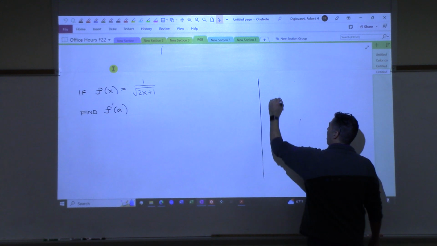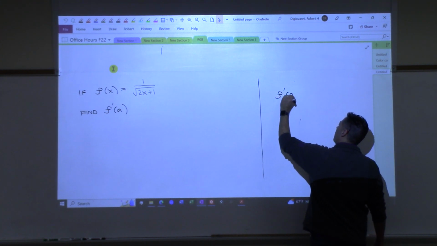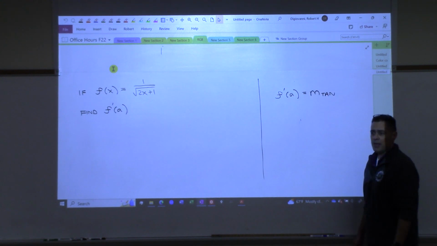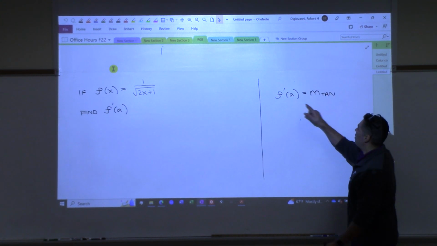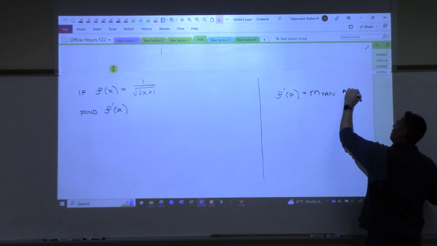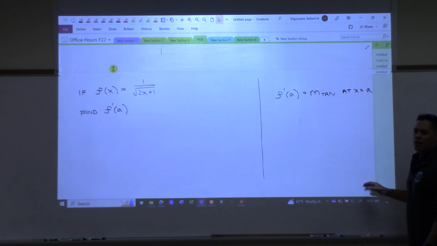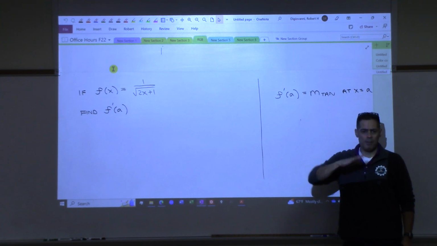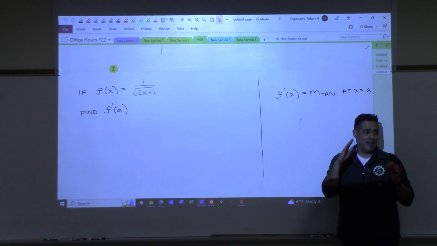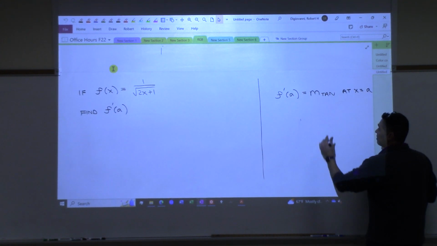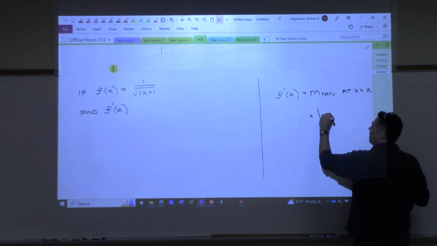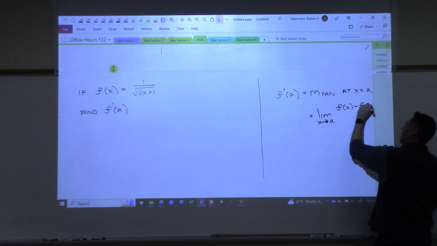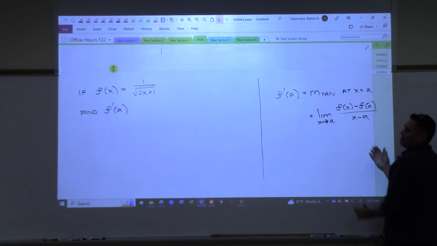Last class at the end, I said that this notation, f prime of a, is just the slope of the tangent line, right? That's all it is. This is the slope of the tangent line at x equals a. It's a formula that would give us the slope of the tangent line if somebody supplied us the a value. And last class in Zoom, I said that's just going to be the limit as x approaches a of f of x minus f of a all over x minus a, right? That's what I said last class.